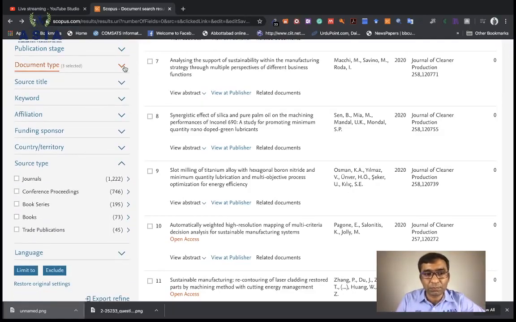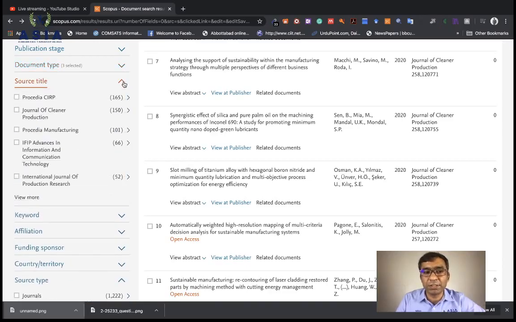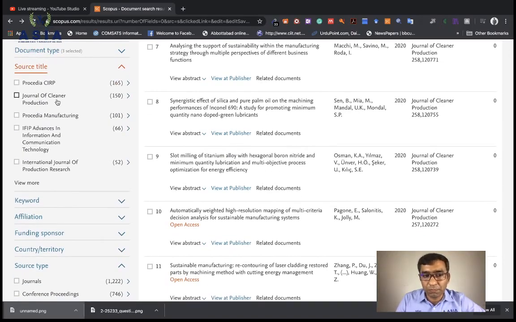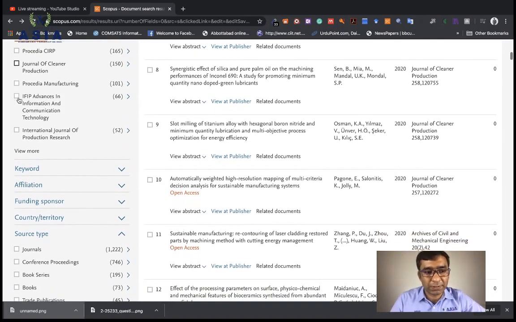Okay, so source title means the journal. If you want to work on a specific journal, you want to see what is the contribution of that specific publisher or journal in the particular field, you can select that. For example, if I want to see what is the contribution of Cleaner Production in sustainable manufacturing, so I can just focus on Cleaner Production, and then we can report our result.